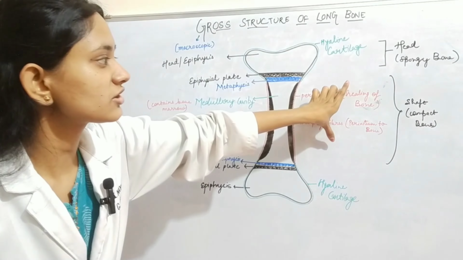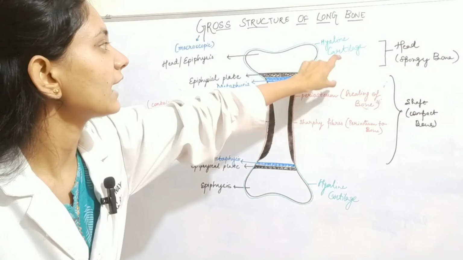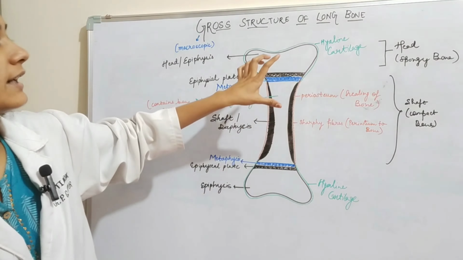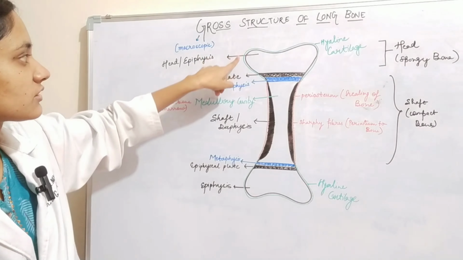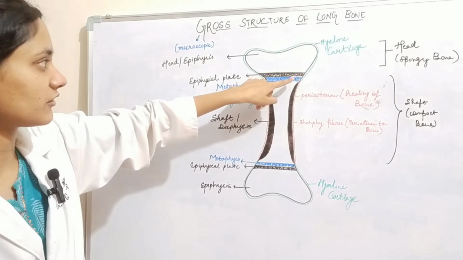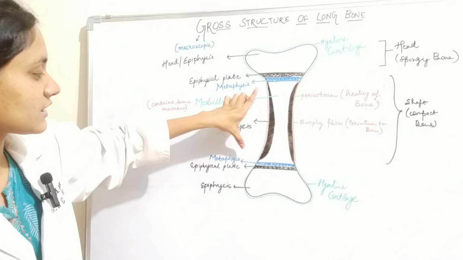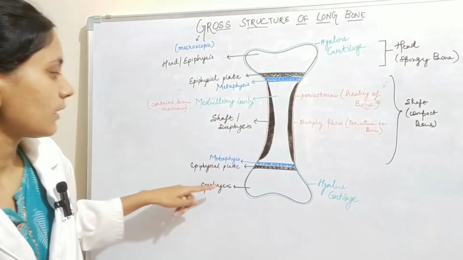This is your shaft region. It is made up of compact bone as we have discussed in the previous lecture, and this side head is known as spongy bone, and now the spongy bone is covered by hyaline cartilage. The head region, as you can see, is covered by hyaline cartilage. First of all, this is head, this region is your shaft, and this region is again your head.